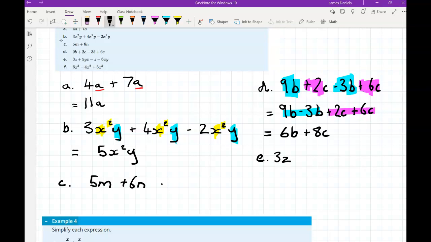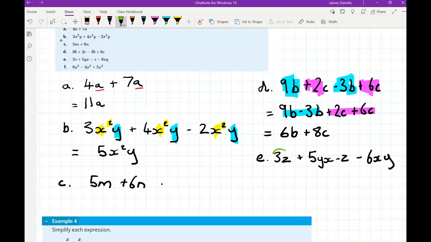3z plus 5yx minus z minus 6xy. Let's go and see if we can collect some like terms. If you've got a highlighter when you're doing this, it makes it easy. Sometimes circling, but I'll show you a circle method.